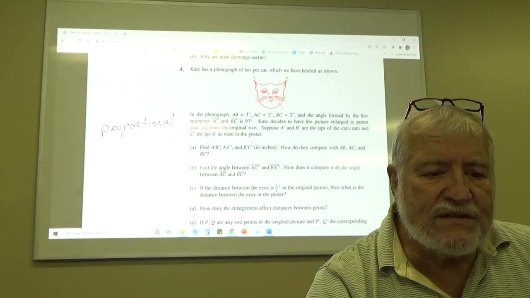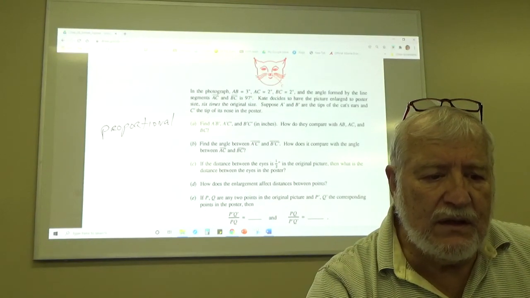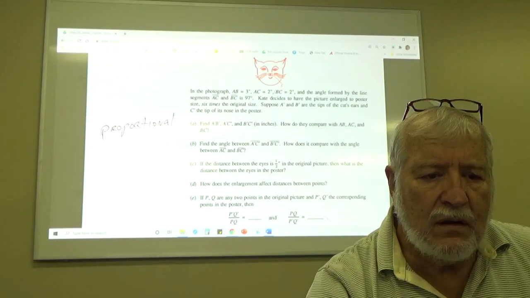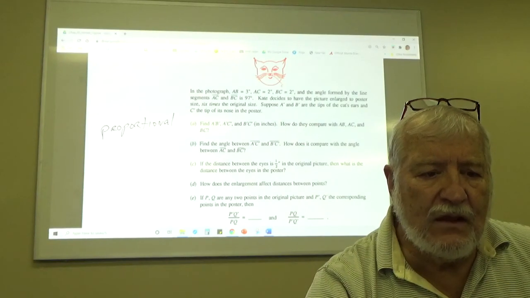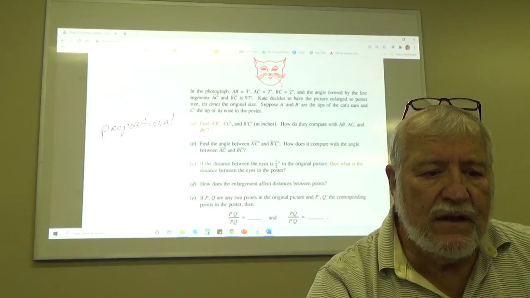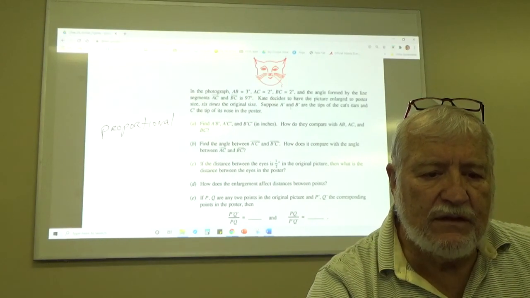Okay, so what's the difference between these figures? If the angle forms a line that's 97 degrees. All right, we're not going to have time to do that one.